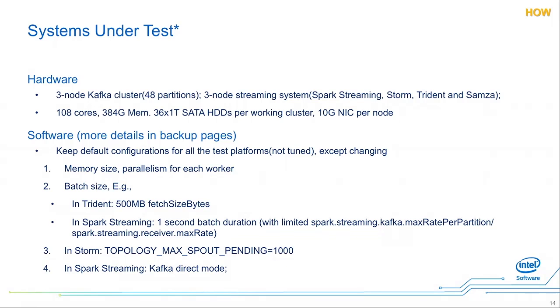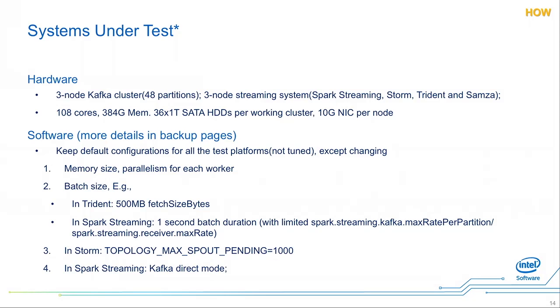And for Storm, we change the topology max spout pending number so that we can avoid a certain unstable phenomenon. And the last one, we use the Kafka direct mode. We will have more discussion about Kafka direct mode in the later part. So that's the system and the test. Okay, now let's move on to the next page to see the results.